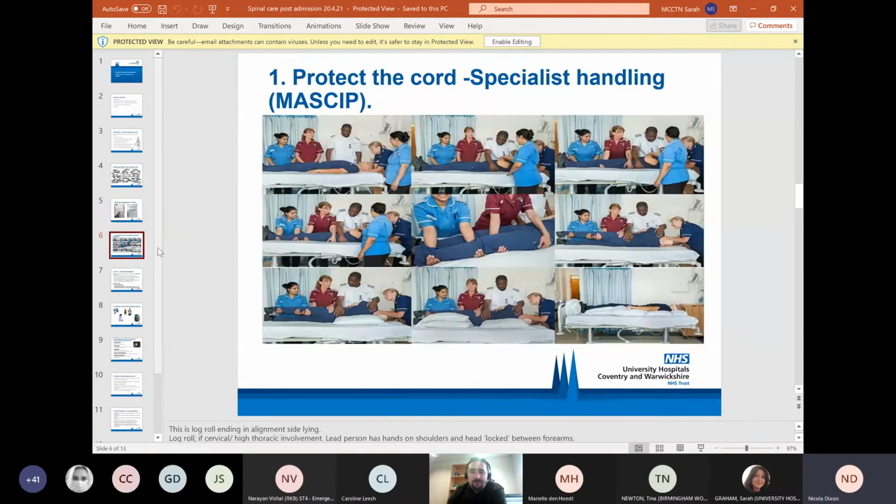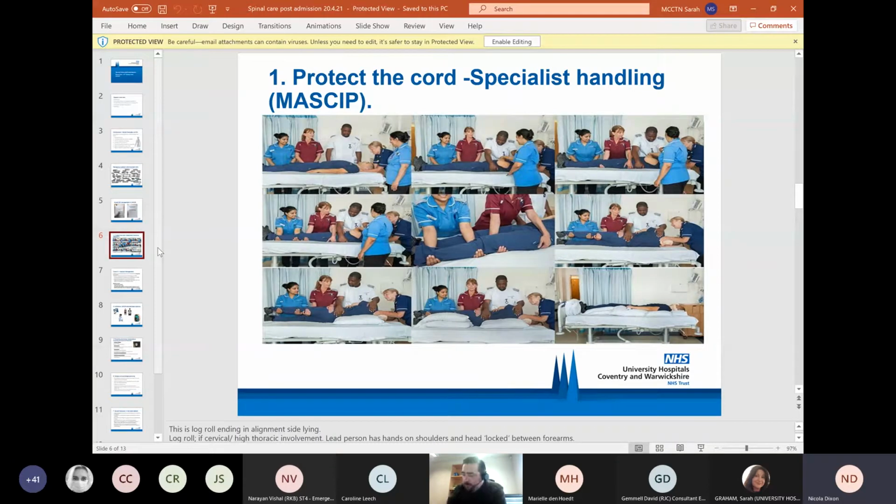So if we run through the areas of concern that we'd like addressed, the first area, protect the cord. This is what we're planning to do with either the fractured patients or the spinal cord injury patients. This is where the first plan will always be fairly restrictive for the patient. They'll come into ED. The first things the neuro or the spinal team are likely to say is flat bed rest, collar for immobilization if it's a cervical or a high thoracic fracture, log roll or alignment roll.